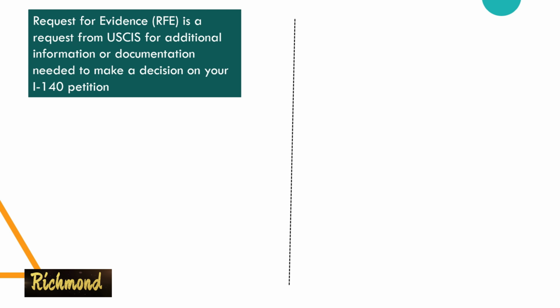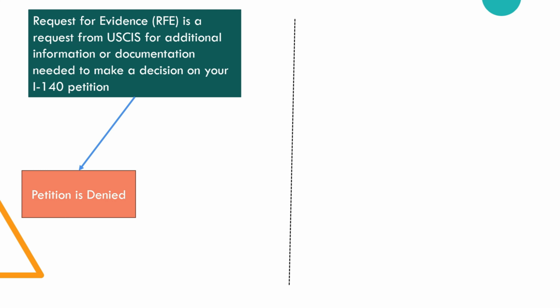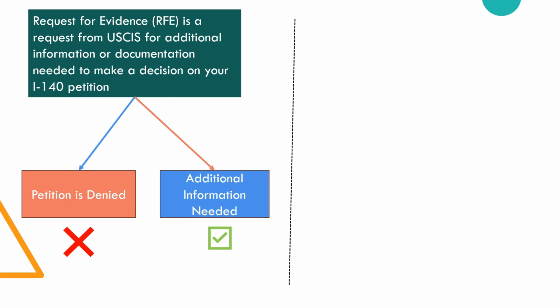First, let's understand what an RFE, or request for evidence, is. An RFE is a request from USCIS for additional information or documentation needed to make a decision on your I-140 petition. Receiving an RFE doesn't mean your petition is denied. It simply means that USCIS needs more information to proceed with your I-140 petition.